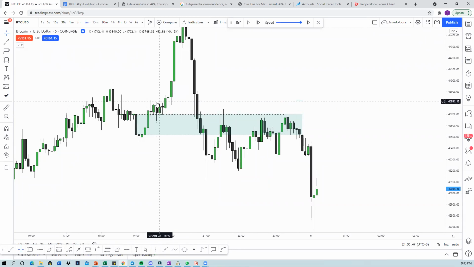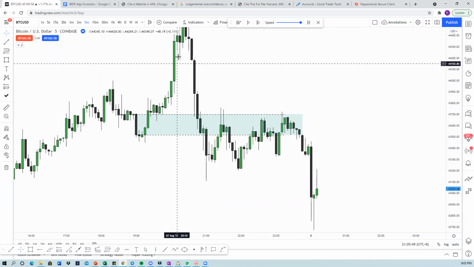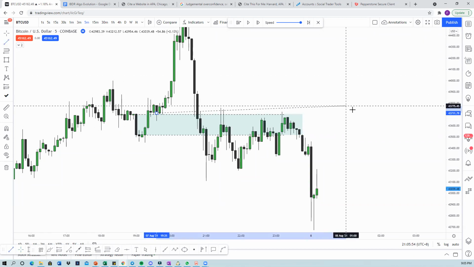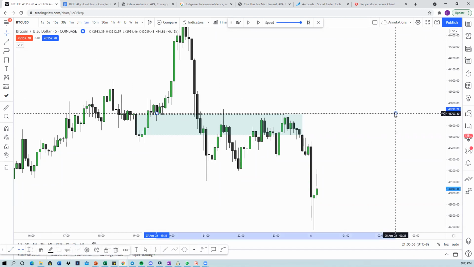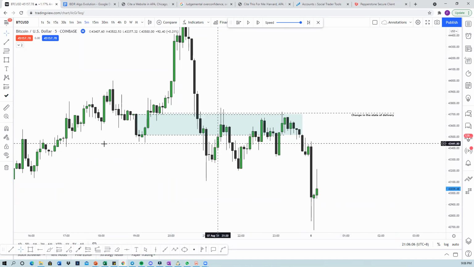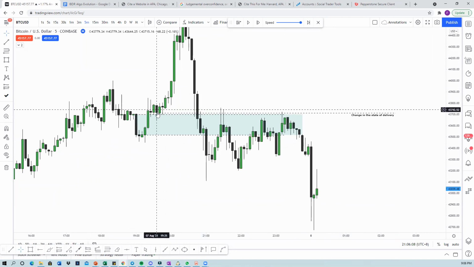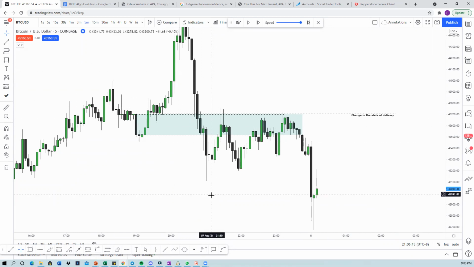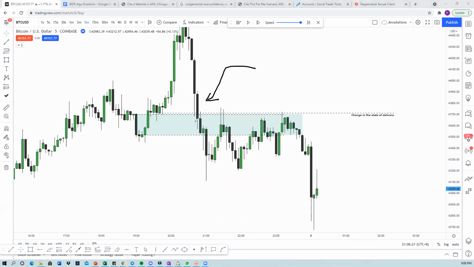Because why? Because you have sell side delivery here. Then you had a big bulk of buy side delivery, right? So this here, over here, is your state of delivery. Now, don't get me wrong. This is not your change in the state of delivery. Price piercing this and going lower makes this portion here a change in the state of delivery, right?